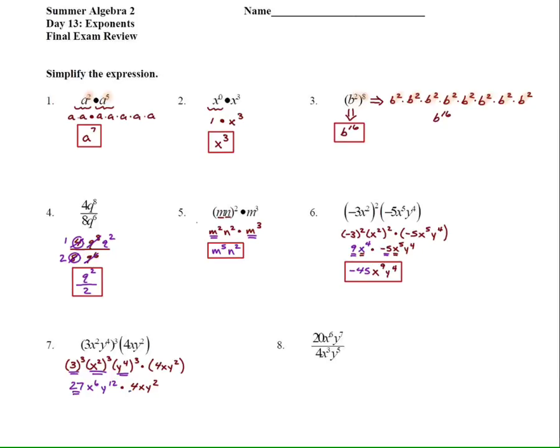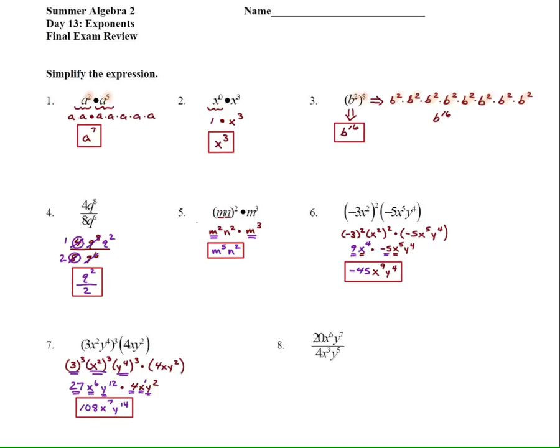And then I would multiply the numerical parts. 27 times 4 is 108. X to the 6th times x to the first is x to the 7th. You add the exponents, and y to the 12th times y to the second, you'd add them, you get y to the 14th. So that should be your final answer.